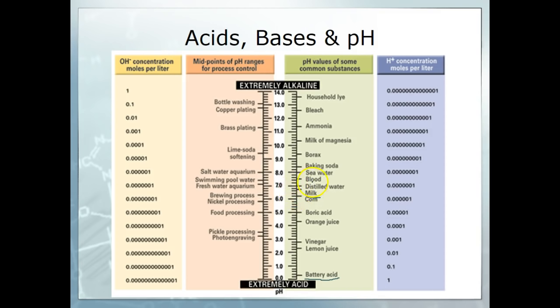Blood is a little basic, and that's important when we start talking about some of those things later in the year. But as you get up towards this alkaline or very basic section, you're going to get into household lye, bleach, and a lot of your ammonia and cleaners. So those are extremely basic.